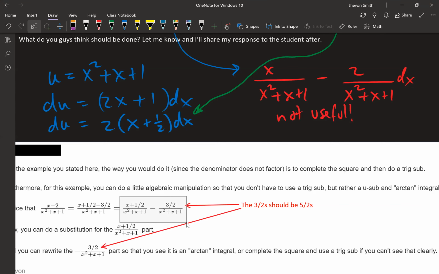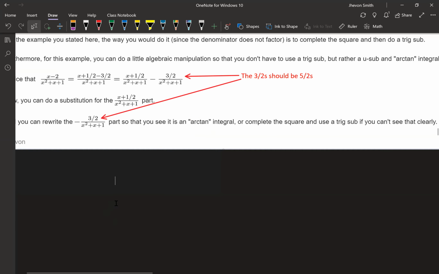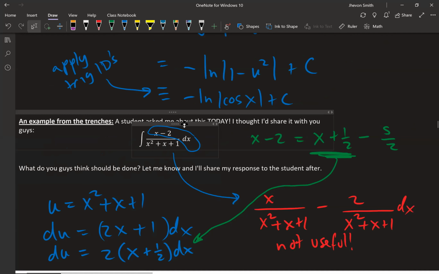Now what's going to happen is the first part is going to be something that I can do with substitution. What about the second part? Now the second part I can't do by substitution, but that's where I realize I can do something like complete the square in the denominator and try a trig sub. However, in this case, you don't even need a trig sub.